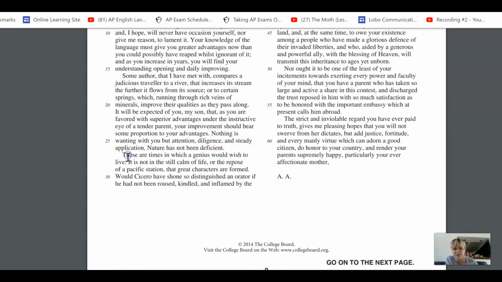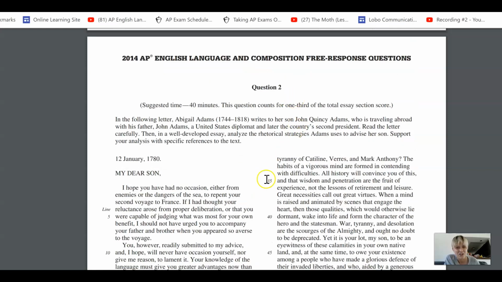It says, these are times in which a genius would wish to live. Oh. So now she's switching gears a little bit, talking more about the times. So we have kind of a shift here in focus. So you might note that if you're analyzing. It is not in the still calm of life or the repose of a Pacific station that great characters are formed. Would Cicero have shown so distinguished an orator if he had not been roused, kindled, and inflamed by the tyranny of Catiline, Verus, and Mark Antony?